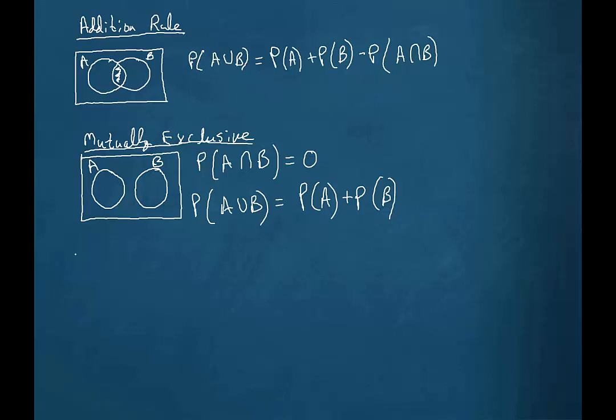Let's look at an example. Let's suppose that we're going to throw 2 dice. And I want to know the probability that I would throw a sum of 7 or 9.